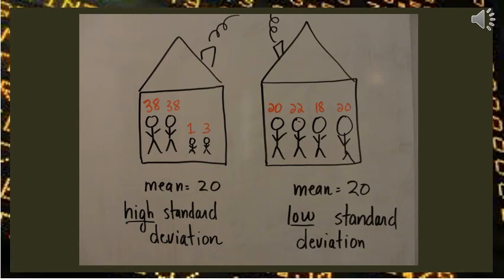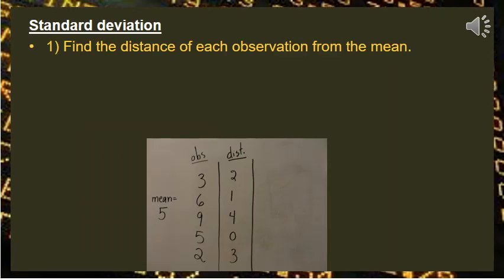In another house, I have 4 students renting. One of them is 20 years old, the other one is 22, the other one is 18, and the last one is 20 years old. I have the same average age in this house, 20 years old. The mean is 20. But I have a very small standard deviation. It's low because everyone is very close to the mean.